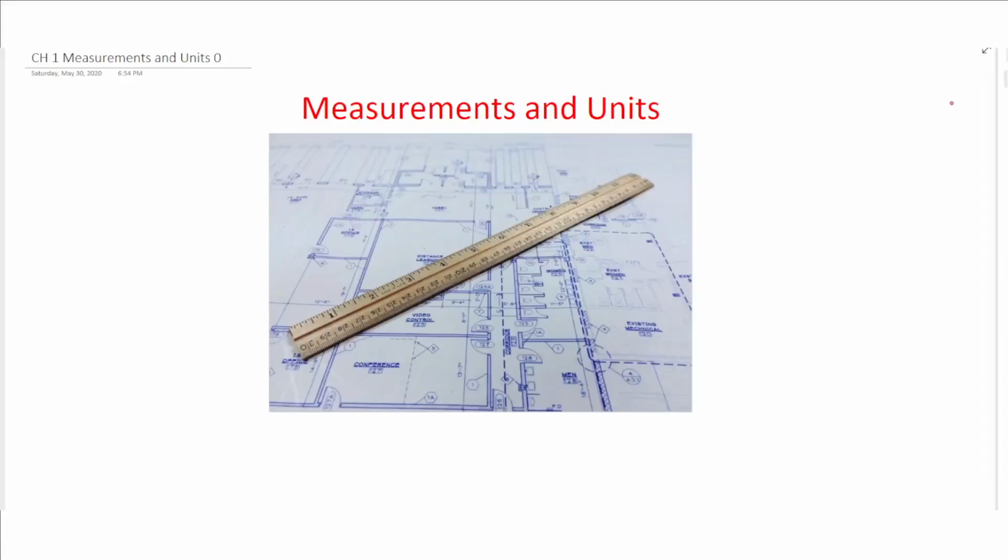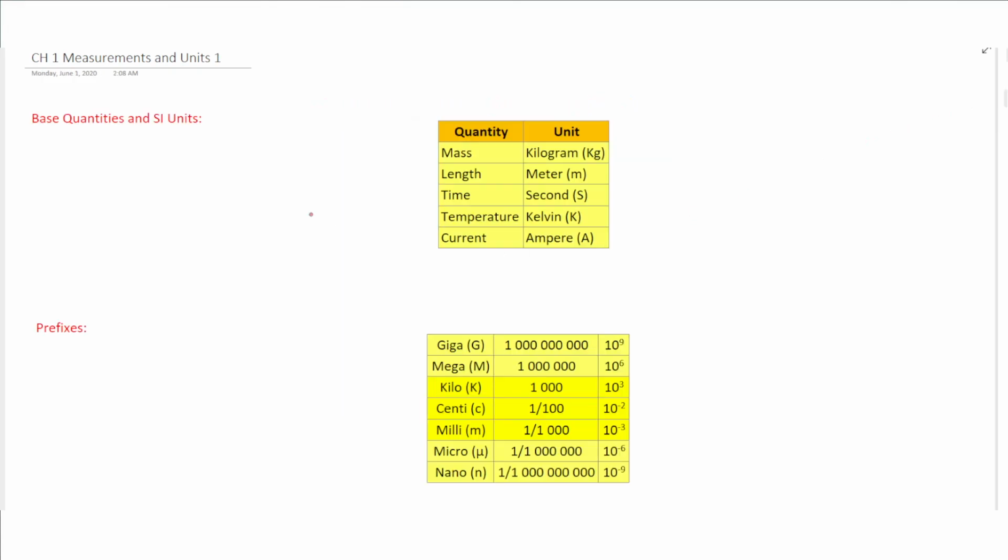Okay, we'll start with chapter 1, measurements and units. The first thing is about units. The basic SI units for the syllabus are mass, length, time, temperature, and current. Mass is always in kilogram in SI units. Length is in meters. Time is in seconds. Temperature is in Kelvin, not degrees Celsius, not Fahrenheit. And the current has only one unit, which is ampere.